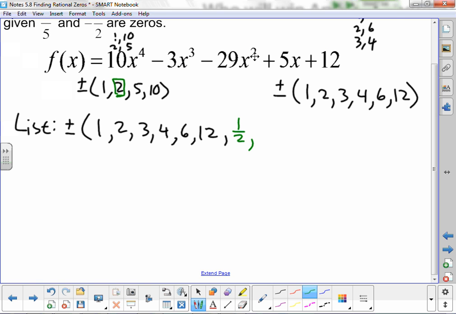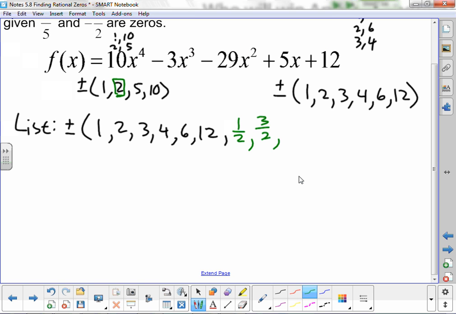Then we get a 3 over a 2. Then we get a 4 over a 2. So I'm on this 4, I'm putting it over this 2. 4 divided by 2 is 2, which is already on our list. 6 over 2 is a 3, which is already on our list. 12 over 2 is a 6, which is already on our list. So in actuality, we only got 2 extra values here, because everything else was divisible by 2, which was already on our list over here.